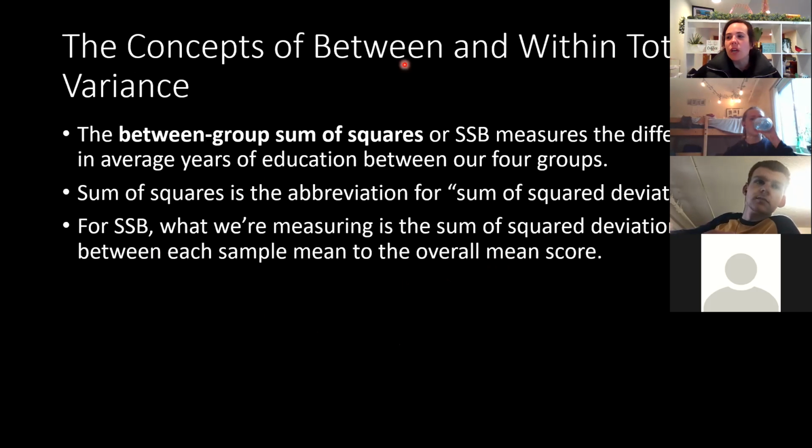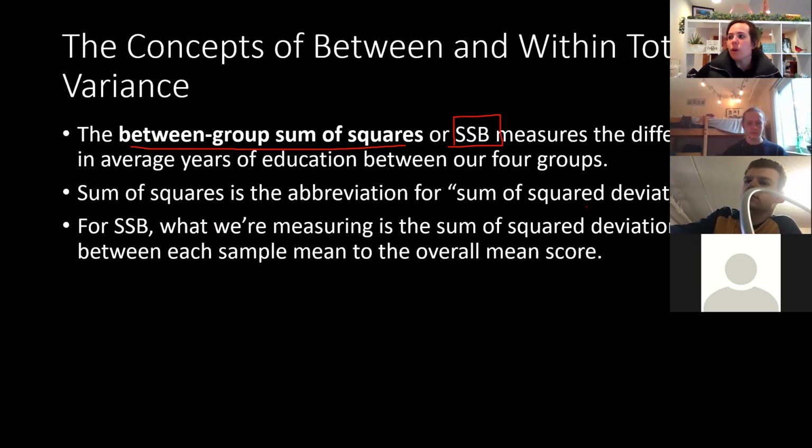So the concept of between and within total variance is something that's quite unique to ANOVAs. So the between group sums of squares, and this is where we get into the math, so fear not, labeled as SSB, sum of squares between, measures the difference in average years of education between our 4 groups. If we go back to our example earlier, the total years of education attained for the different racial groups, that would be measuring the difference in average years of education between the 4 groups. Between groups, kind of makes sense.